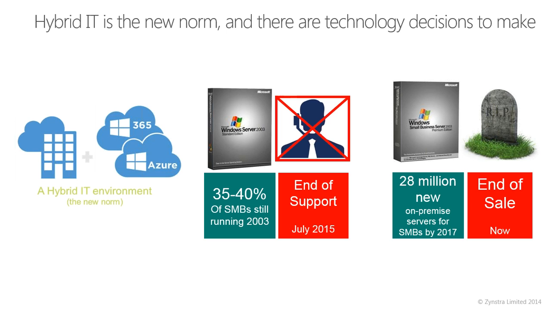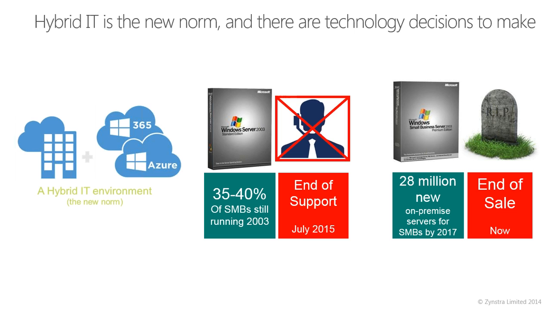You might not be surprised given the nature of the webinar, but Small Business Server is a discontinuity. It's a product that's no longer for sale. And coupled with that, we see a forecast in the market. It's actually a Microsoft forecast that there'll be 28 million new on-premise servers for SMBs by 2017.